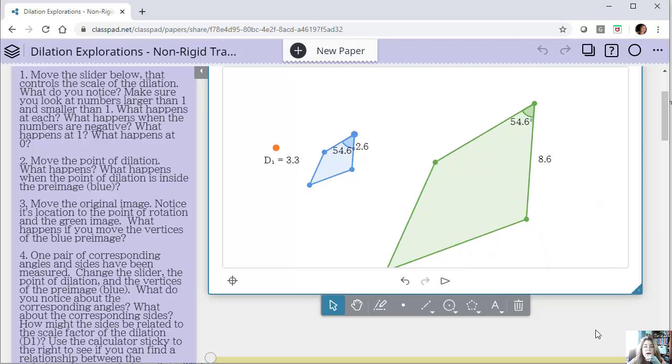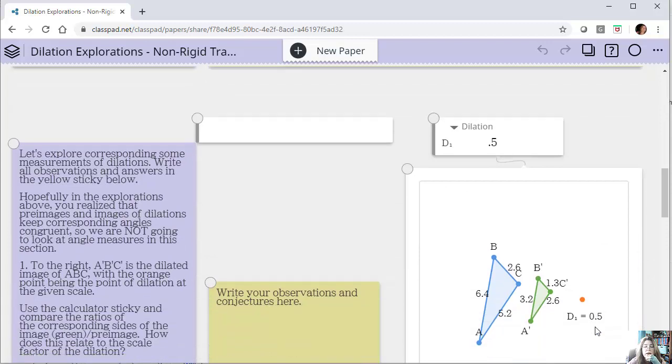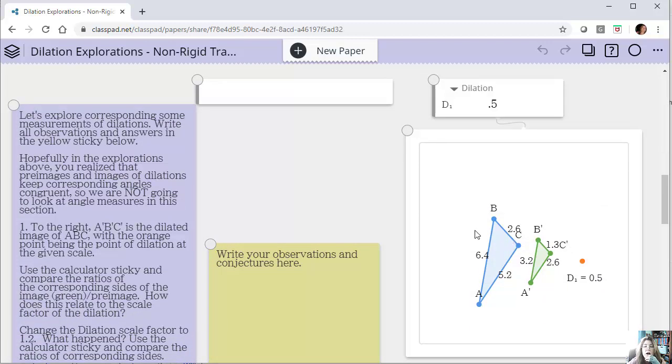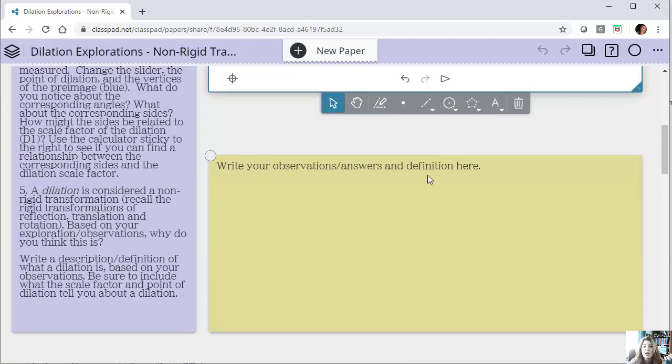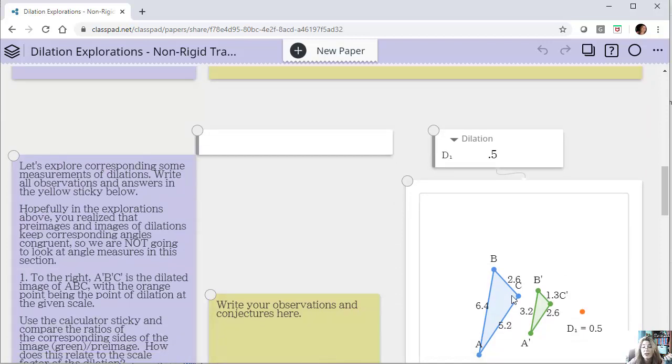So then as we move down, we're going to get a little bit more precise. And now we're really going to focus on that proportional relationship between a pre-image and its dilated image. And so you'll see I have the same thing here. I have a dilation. Here's the scale factor. Here's the measures of corresponding sides. And we're assuming after this exploration that they've already understood that dilated figures' corresponding angles are always congruent. So we're not going to be focusing on that. We're now going to look at the relationship between corresponding sides.